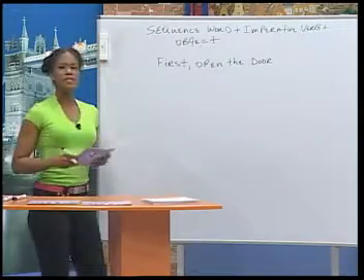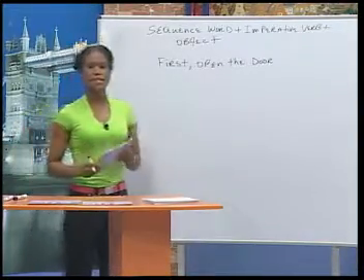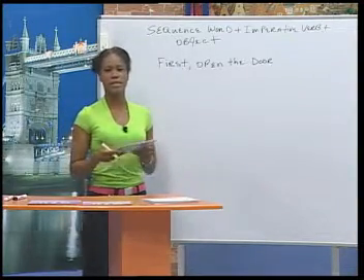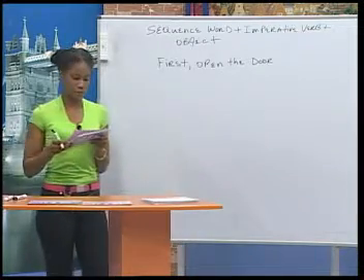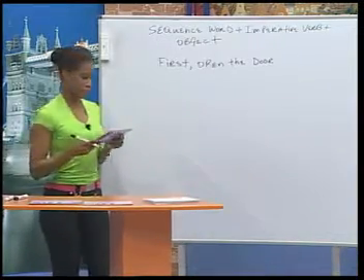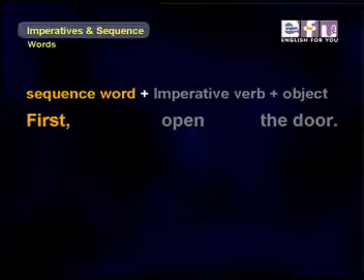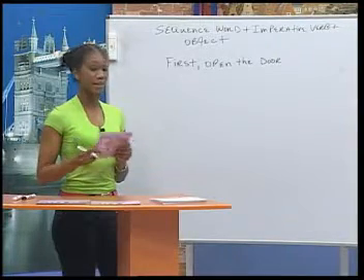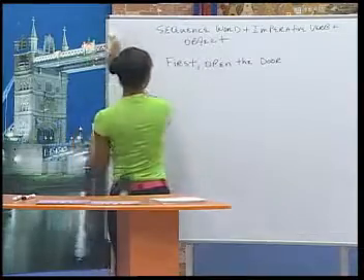Okay, remember, there is no subject in sentences with imperative verbs because the subject is you and it's implied, it's understood. Okay, let's look at this again. So we have our sequence word and then the imperative verb and then the object. For example, first, open the door. Okay, Sylvia, can you make a sentence with these words?